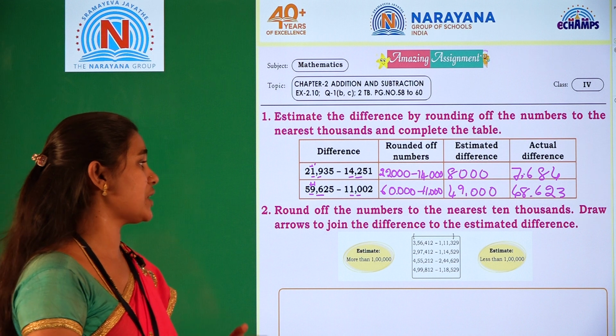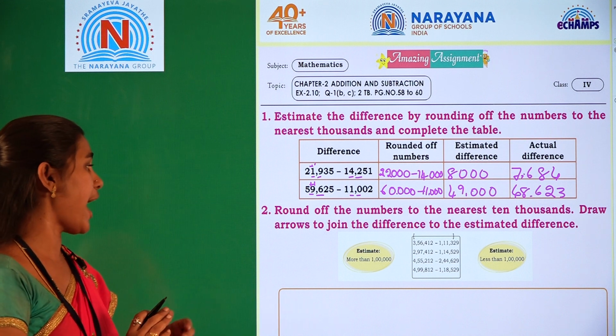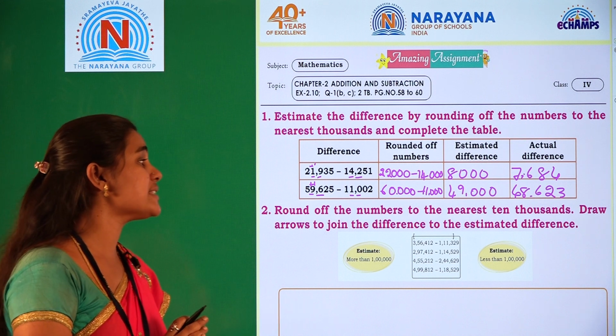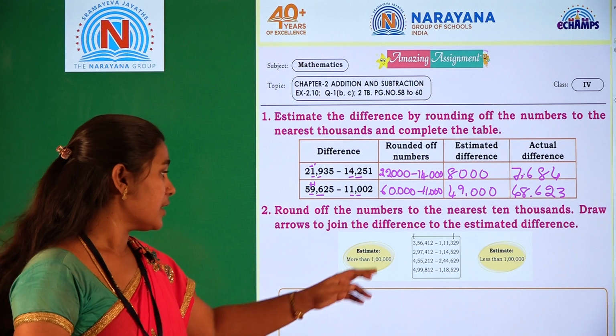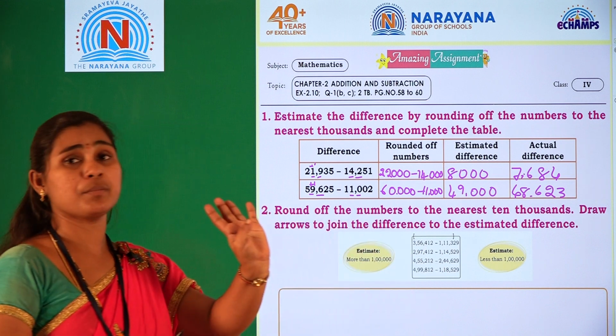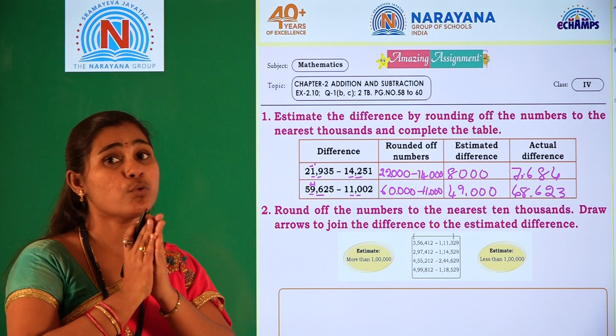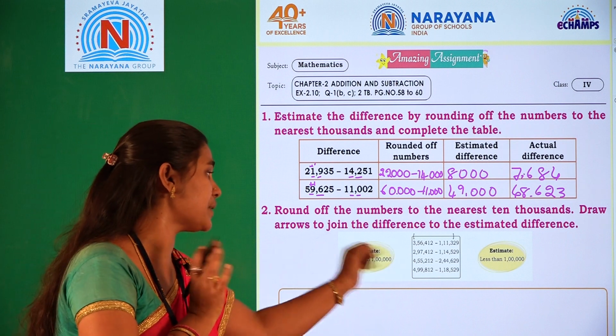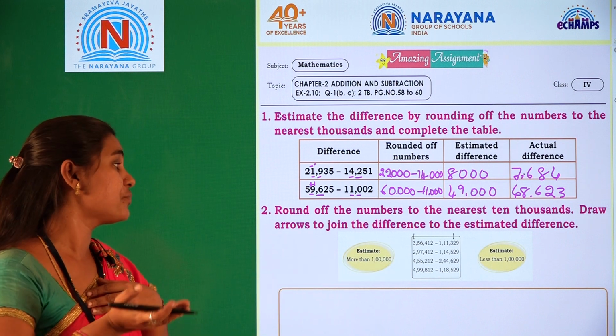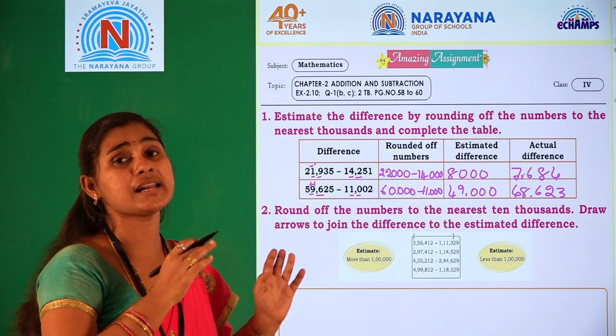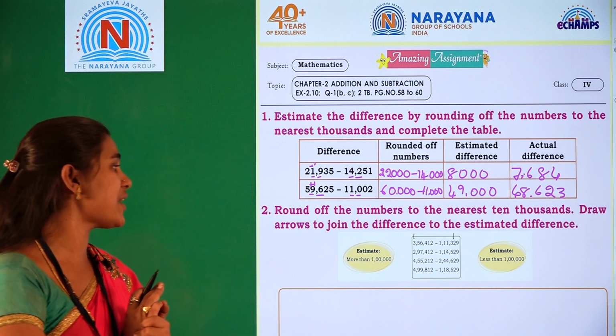Round off the numbers to the nearest 10,000s. Draw arrows to join the difference to the estimated difference. Here, in the box, 8 numbers are given. We have to find the difference for those numbers and estimate whether it is more than 1 lakh or less than 1 lakh. Let's move on to the first question.